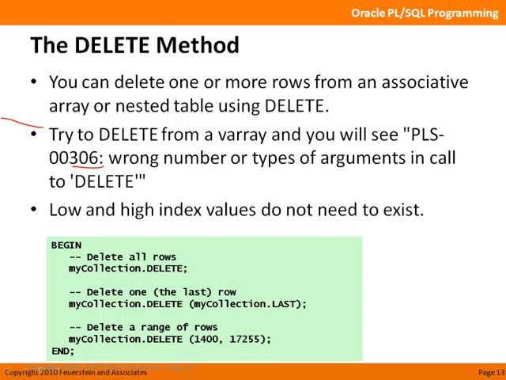First, I can simply say .delete, so there's my method attached to my variable. .delete says get rid of everything in my collection. Empty it out. So the count after a delete like that is 0, always 0.